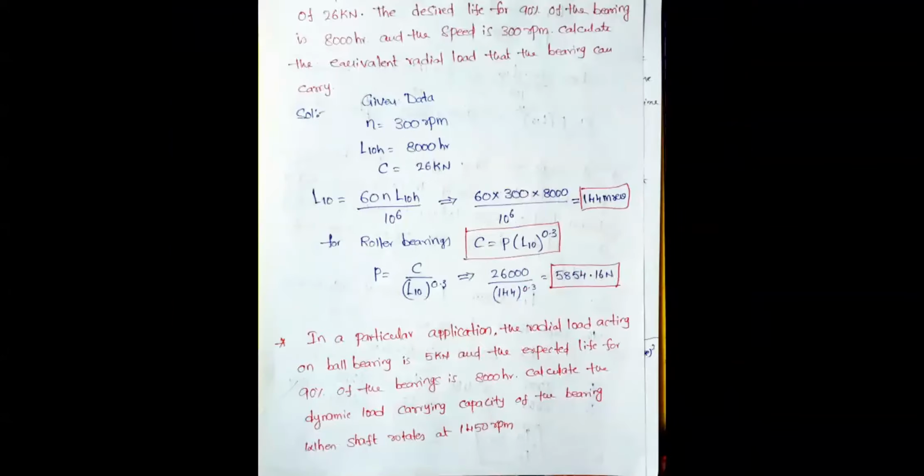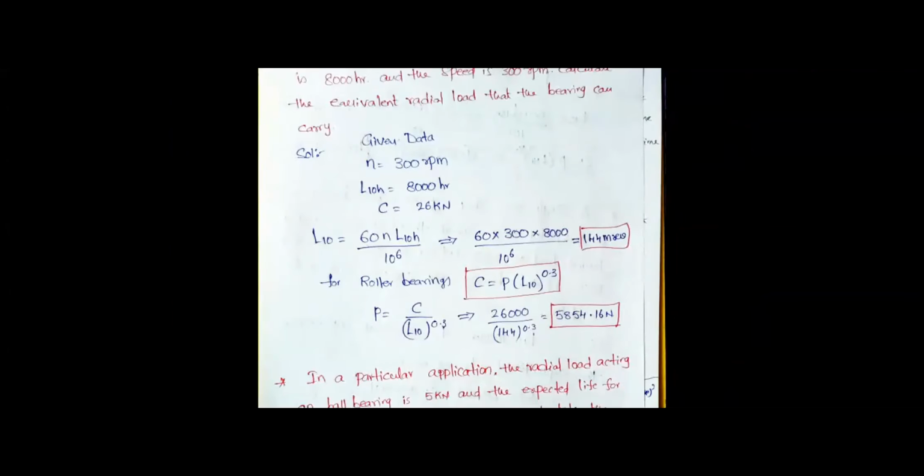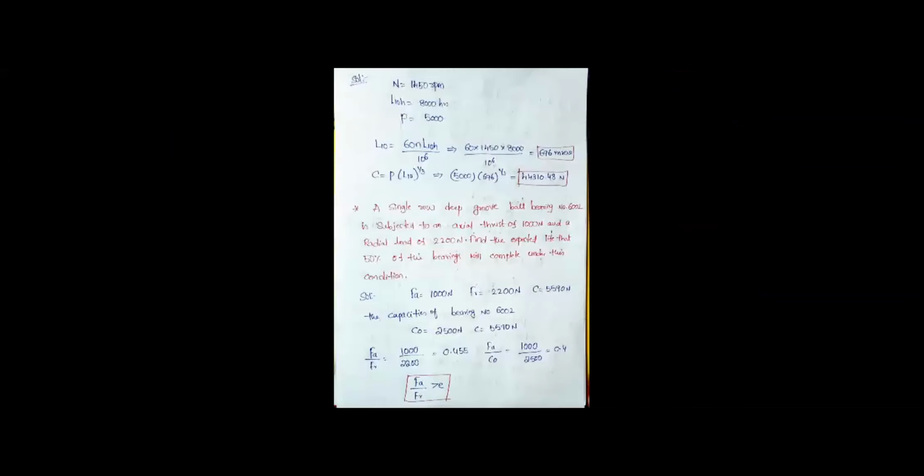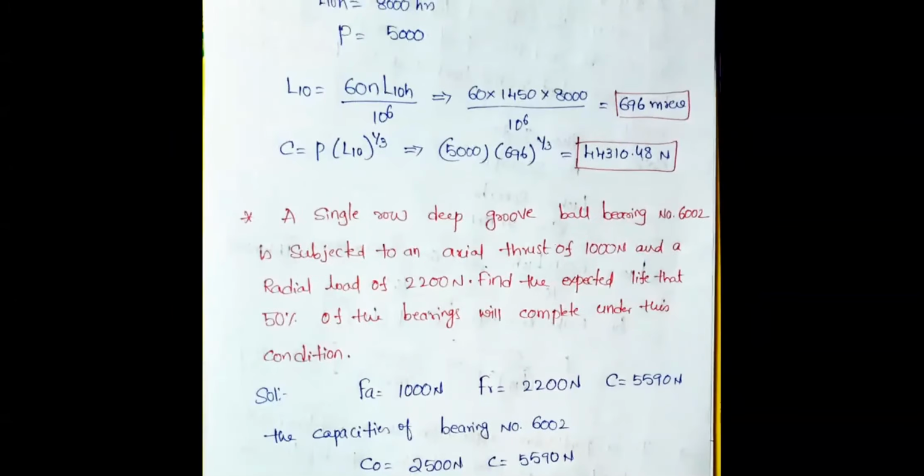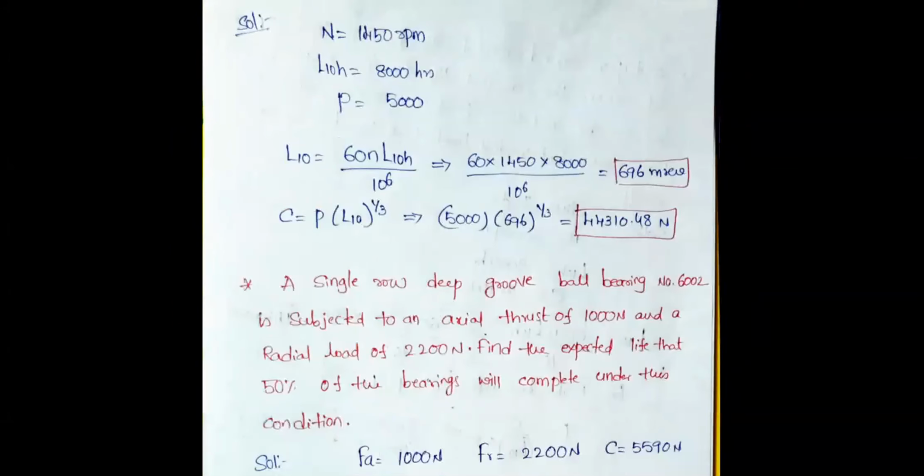Now I move on to the solution. The solution is here, six lines. You can directly consider L10: speed is 1450 RPM and L10H is 8000 hours. The P value is given, that is 5000. So directly you can consider the equivalent dynamic load.